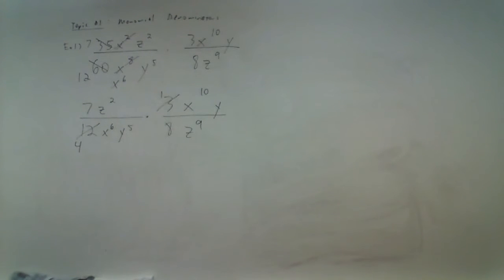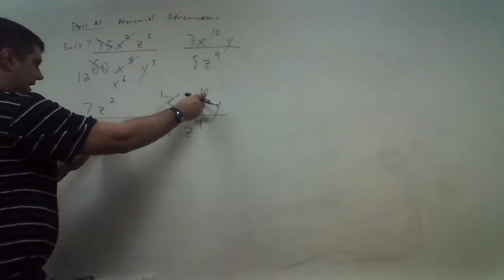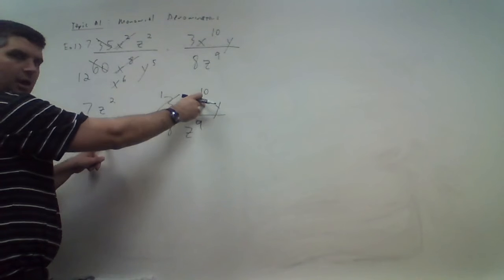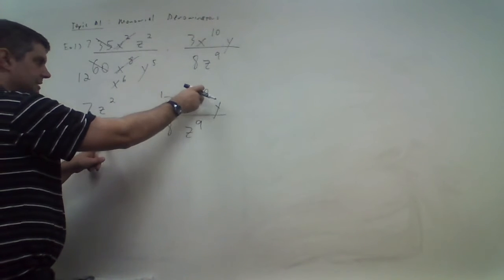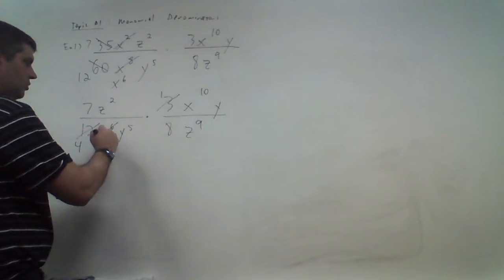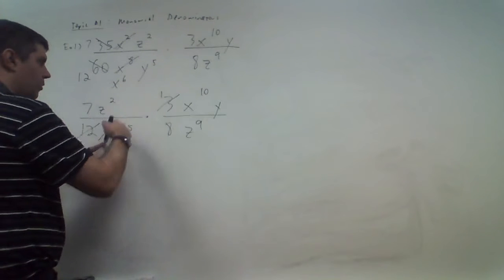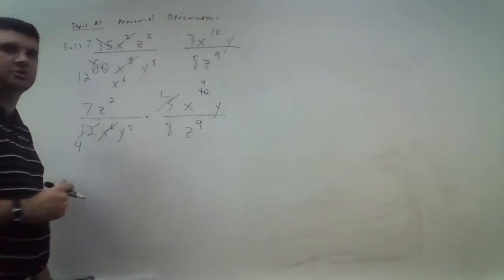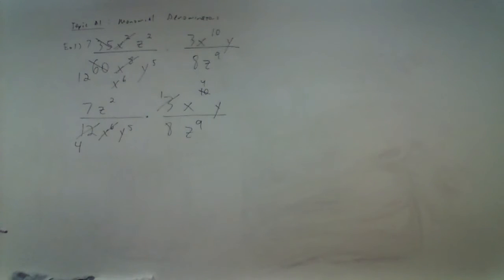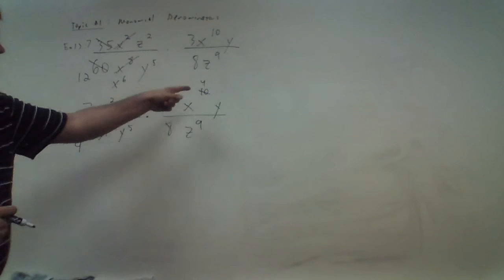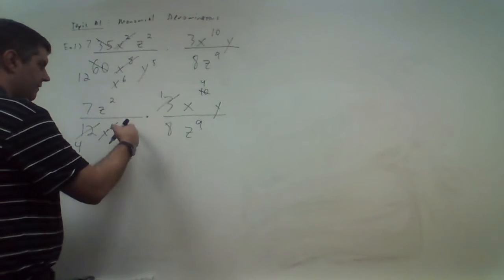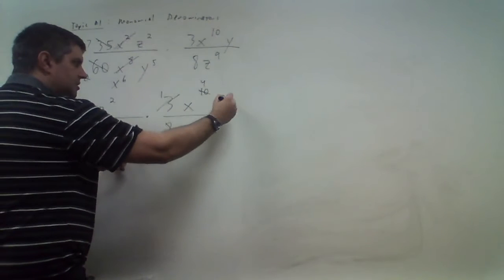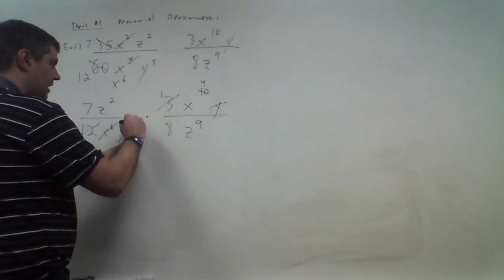For my x's, I can cancel these two by dividing, treating it like division. So this has the higher power, so this will cancel completely, and 10 take away 6 will leave 4, because you subtract exponents when you divide. So 10 take away 6 would leave 4. Also, these y's are going to cancel. 5 and 1. So this is going to cancel, and this is going to go down a power to 4.